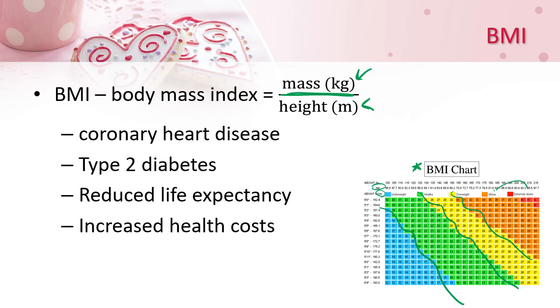If you have a very high BMI, if you're starting to head toward overweight or obese, then you are at increased risk for coronary heart disease, type 2 diabetes. Your life expectancy might be reduced because of the diabetes, because of the risk of heart attack or stroke. And then you also tend to have an increased cost to stay healthy. You have more medical bills, you need more medicine, you need more stuff to keep you alive. And so it is super important to try to keep your BMI at a healthy place.